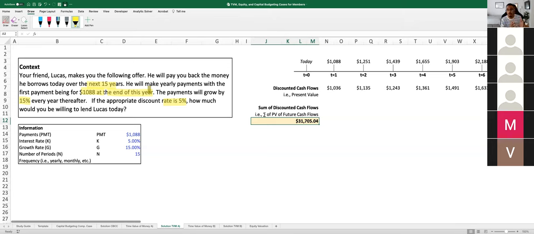In this case, that's exactly what we did. We plugged it into the formula: payment, K, G, and N. And that gave us our present value of $31,705.04. In the recording, you'll be able to look at the second version of this that I asked everybody to do for 2 to 3 minutes.